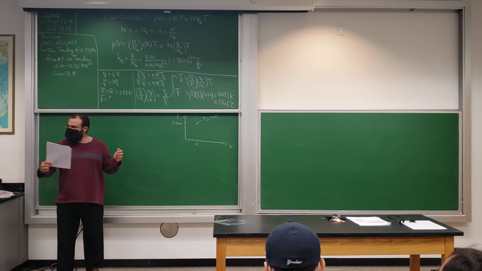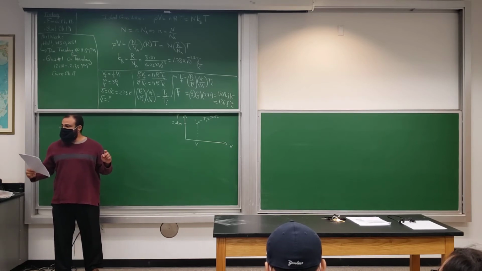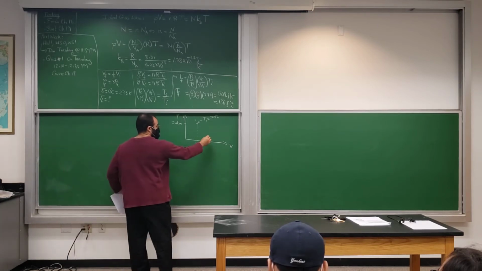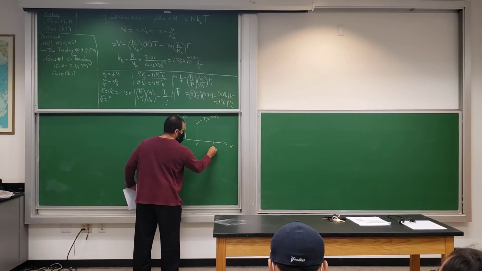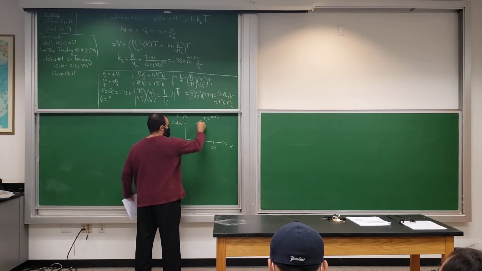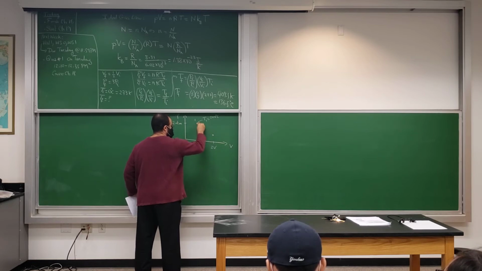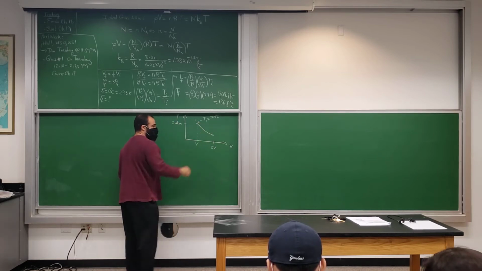Then it says we expand it until the volume doubles. The volume is doubled, isothermally. Isothermal means the volume will double here. The volume will be twice V, and it ends up somewhere here. Usually an isothermal curve looks like that.